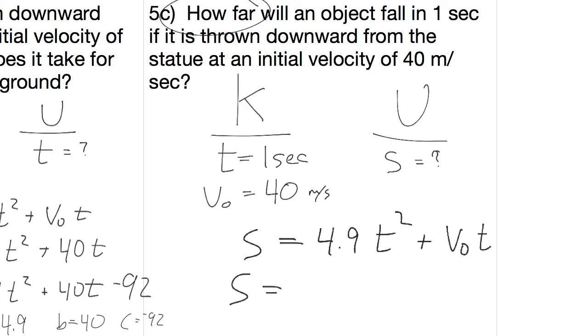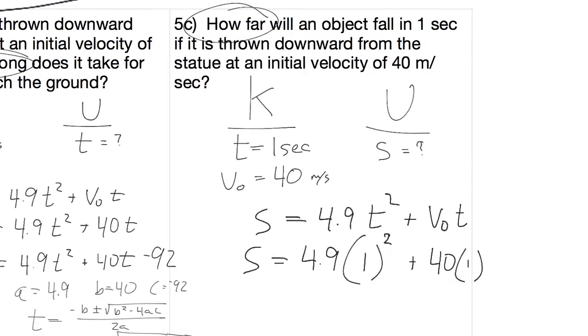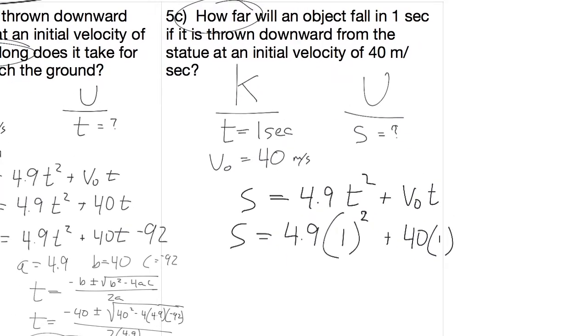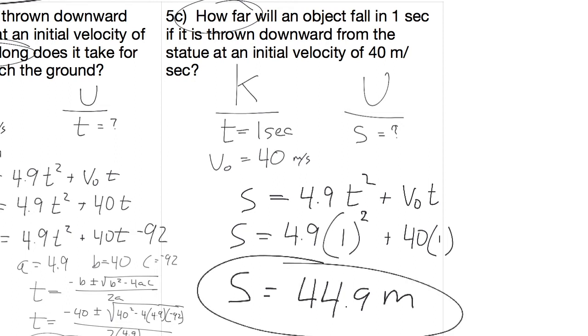The formula we need is s equals 4.9 t squared plus v0t. Plugging in what we know, which is t equals 1 and v0 equals 40, you get all that. And then when you do the order of operations, you get 44.9 meters. And that's the answer.